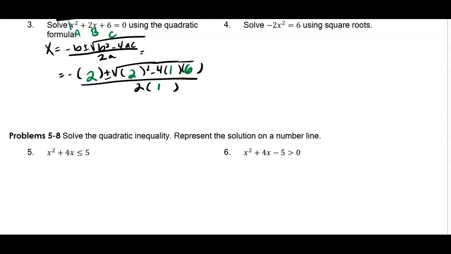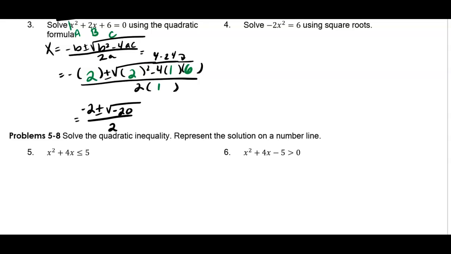So we're going to end up with negative 2 plus or minus the square root. Now 2 squared is 4, so this is really 4 minus, and you're going to have 4 times 6, which is 24. So this is 4 minus 24, which you just put in your calculator. You can put all of this in your calculator without the square root. So 2 squared minus 4 times 1 times 6, but 4 times 6 is 24, 2 squared is 4, so 4 minus 24, which is negative 20, all over 2 times 1 is 2.